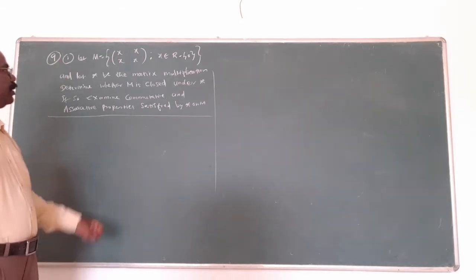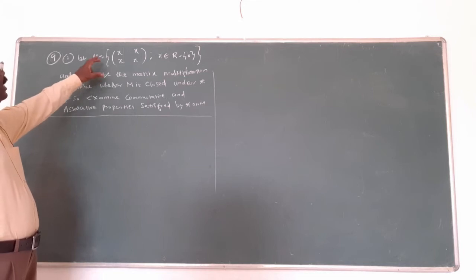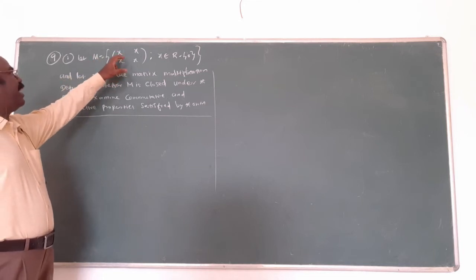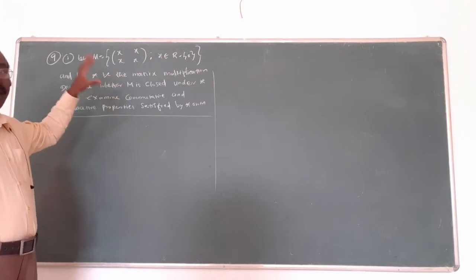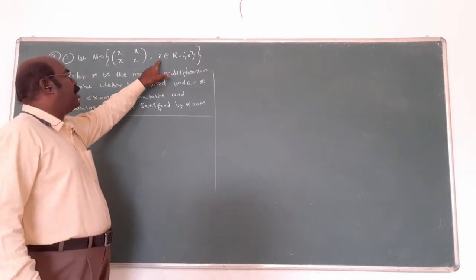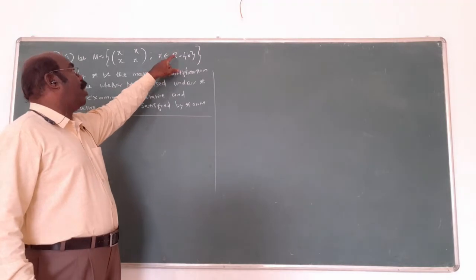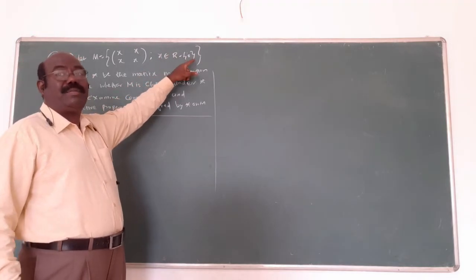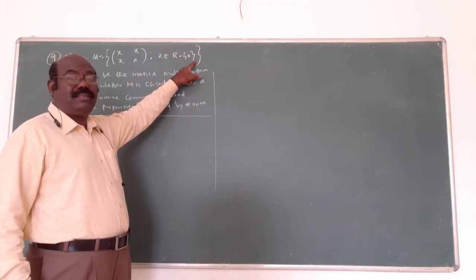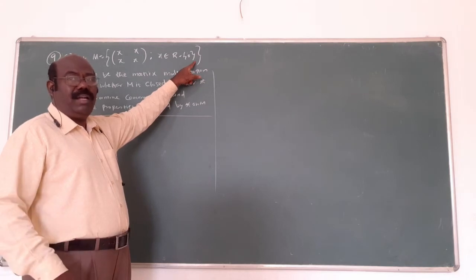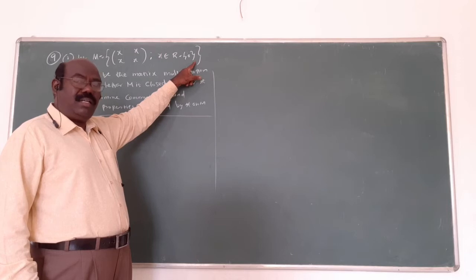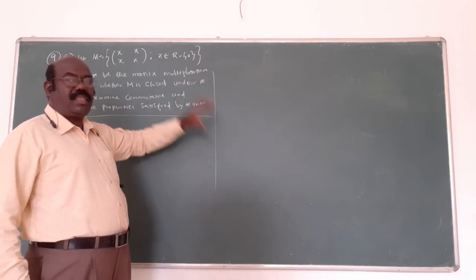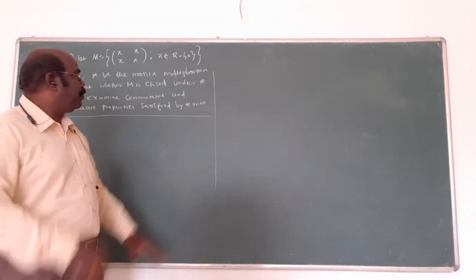Question 3.5. Let M be the set of all 2 cross 2 matrices where all the elements are equal, and the elements belong to the set of real numbers except 0. That's important. The elements are equal but not 0. Other than 0, they may be any number.